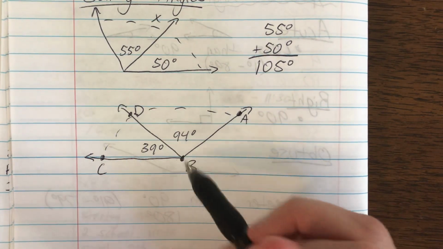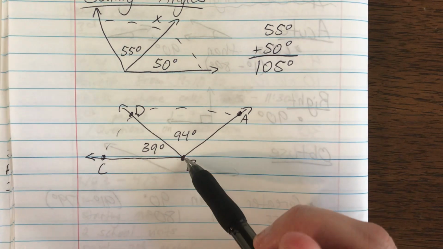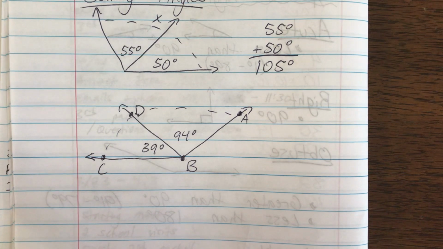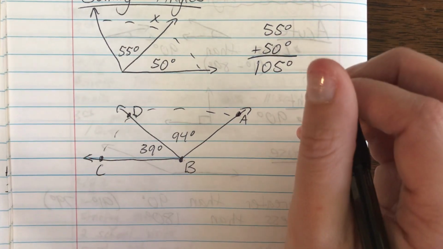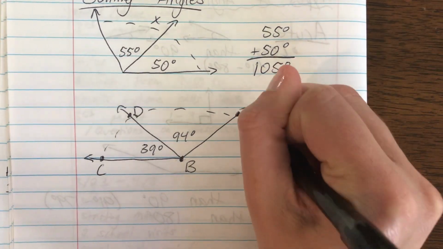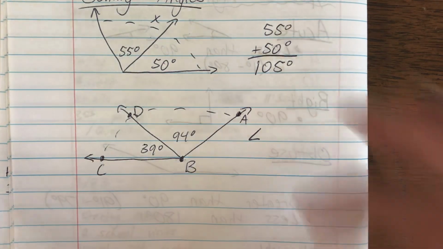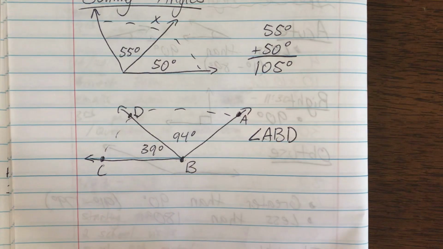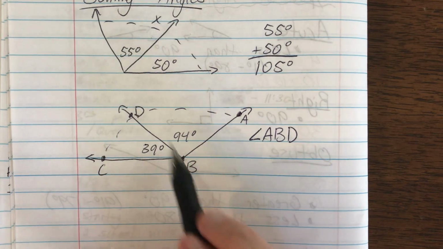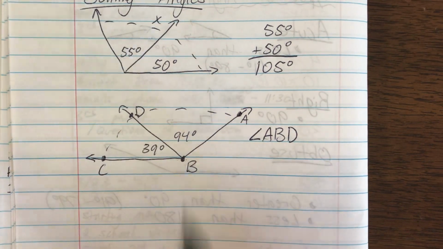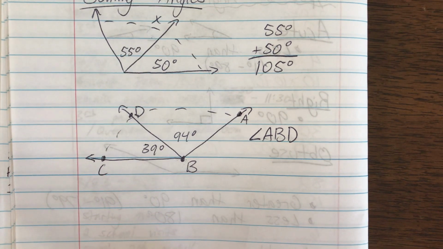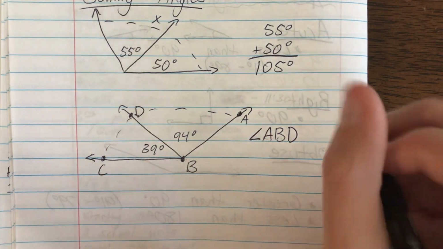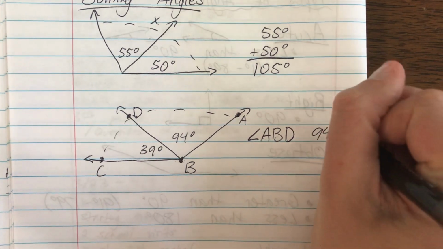This angle, to break it apart a little bit, is A, B, D, since that is the second endpoint of these 2 rays. So the way that we're going to represent that is we're going to draw an angle symbol and use A, B, D. Again, just using those 3 points. Middle is always the vertex to name that angle. The angle measurement of A, B, D is 94 degrees.